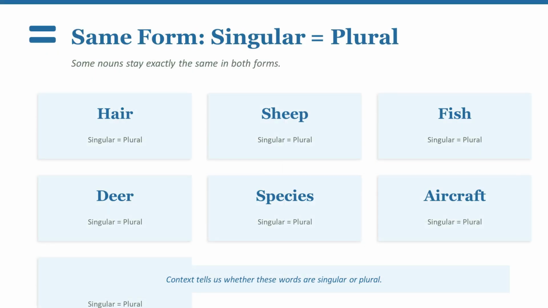Here is an interesting group of nouns. Some nouns have the same form, whether they are singular or plural. They do not change at all. For example, hare stays hare, sheep stays sheep, fish stays fish, deer stays deer, species stays species, aircraft stays aircraft, and series stays series. So how do we know if they are singular or plural? We look at the context of the sentence. For example, 1 sheep is eating. 5 sheep are eating. The word sheep does not change. But the rest of the sentence tells us whether it is one or many.